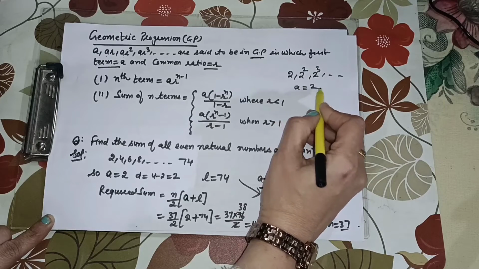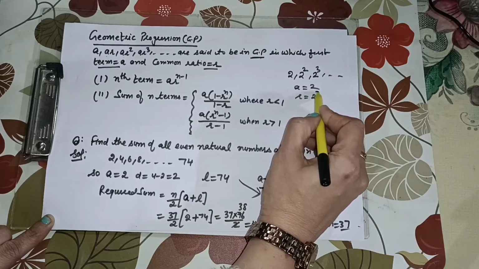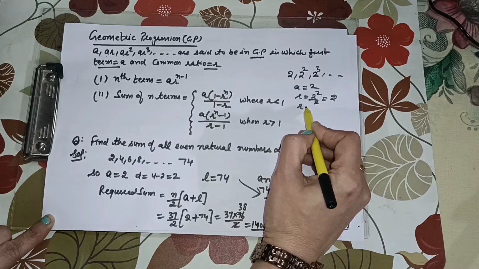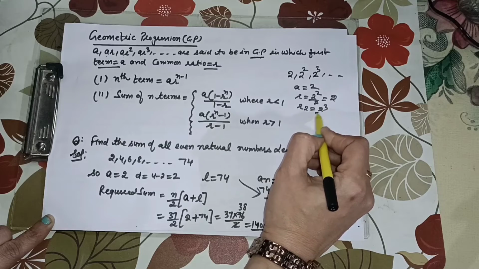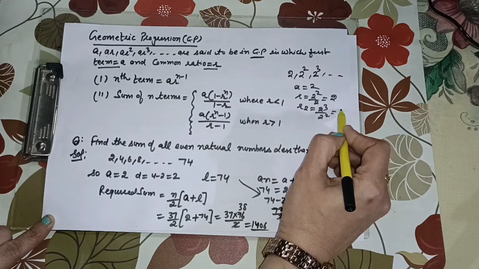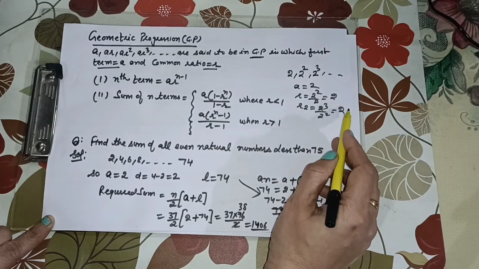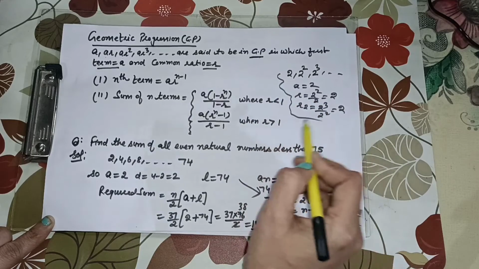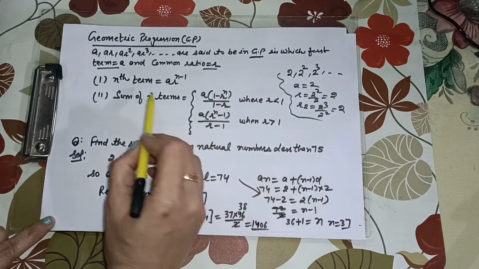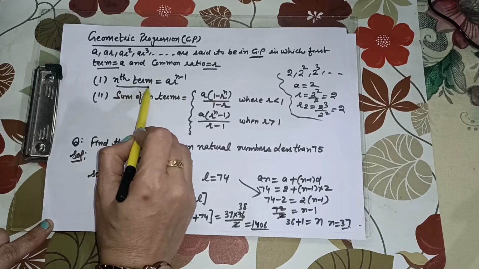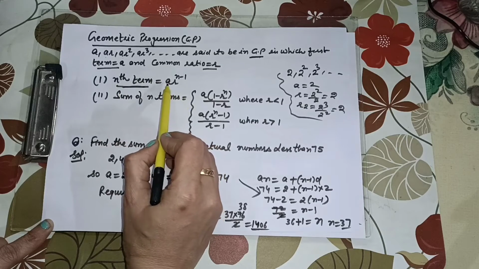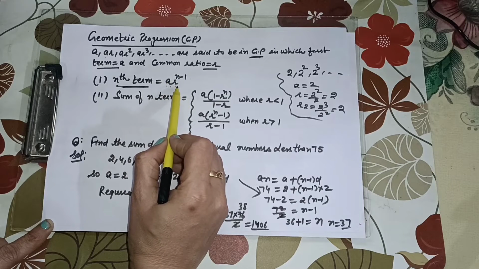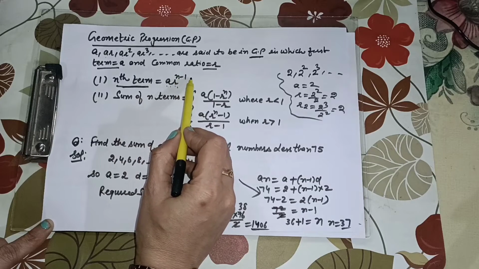Here a is 2, and the common ratio we take as second term divided by first term. I am getting 2. And if I take the second common ratio, that means third term divided by second term, that is 8 by 4. Again I am getting the same value, which is known as the common ratio. If the common ratio is the same, then we can say it is a geometric progression. Again, a similar formula applies for the nth term of a geometric progression: a r raised to power n minus 1, where a is the first term, r is the common ratio and n is the number of terms.